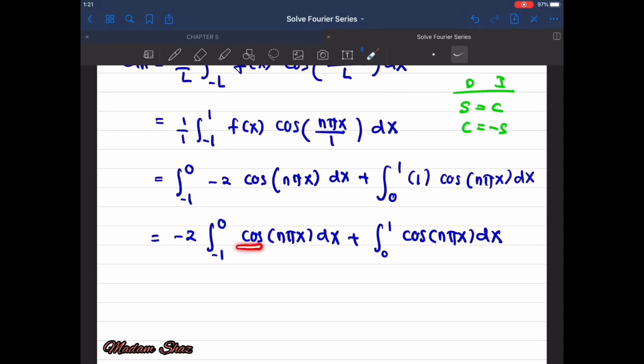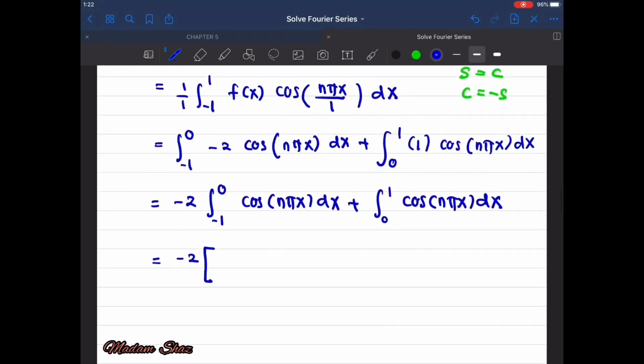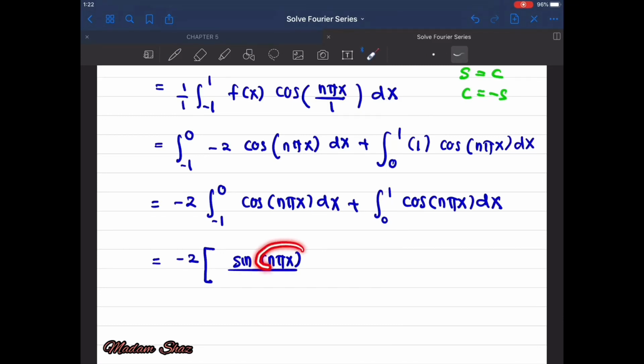So now we want to integrate cos. From integrating, our answer will become, for this part, integrate cos will become sine. Negative 2 is a constant at the front. Integrate cos will become sine n pi x, divided by the differentiation of the argument, which you have to write at the bottom side.